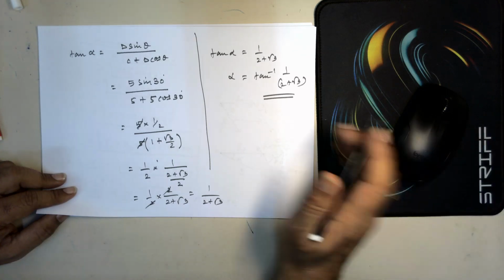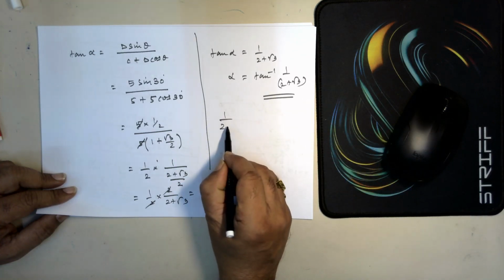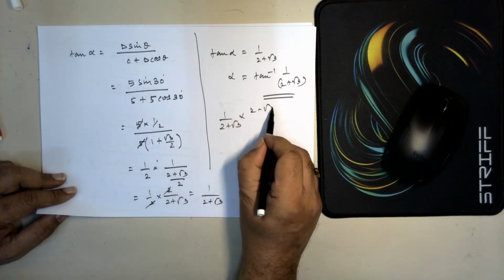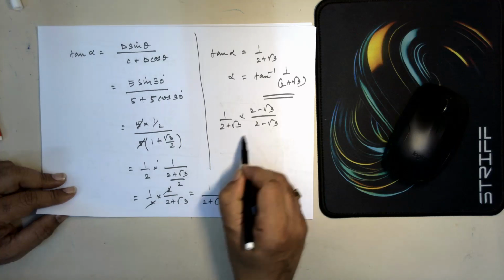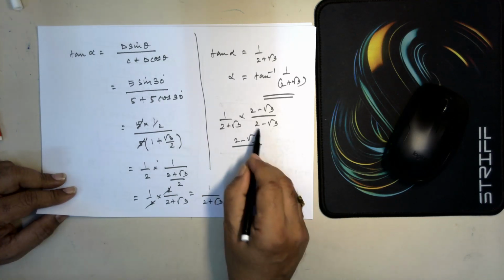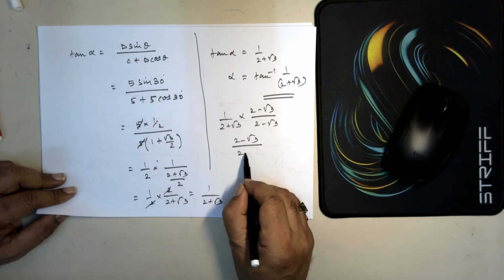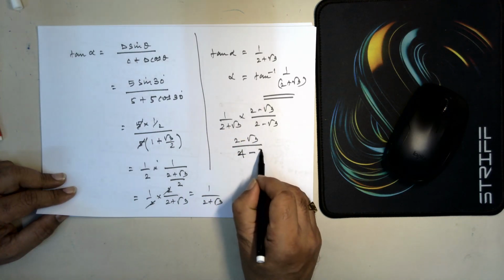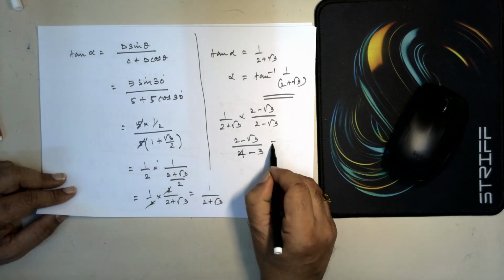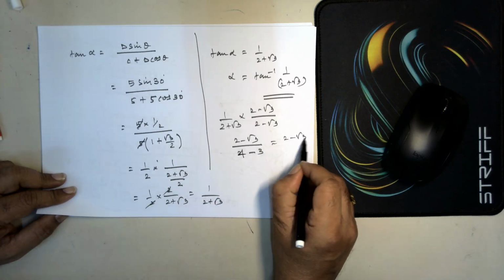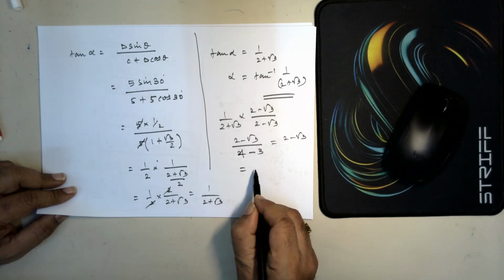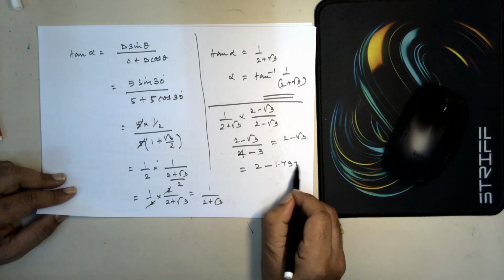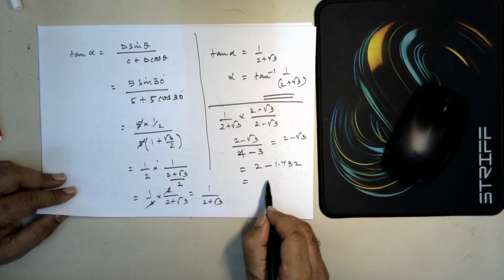Right? Otherwise, what you can do, you can take this 2 plus root 3 and rationalize this. So 2 minus root 3 divided by 2 minus root 3. So 2 minus root 3 divided by what is that? a squared minus b squared. So 2 squared minus 3, right? 4 minus 3. So that is 2 minus root 3. So 2 minus, what is root 3? 1.732.